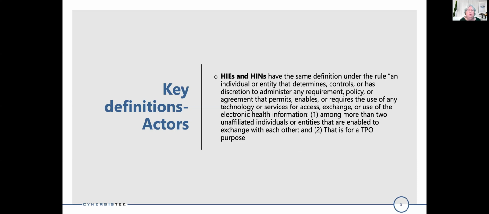So if there's some other sort of exchange you've got set up, maybe perhaps for research, assuming you fit all the authorization obligations to do that exchange, that wouldn't be part of this definition because you haven't set it up for treatment, payment, or operations. But anything you have set up for TPO that fits the rest of the definition is going to pull you under the HIE or HIN definition.